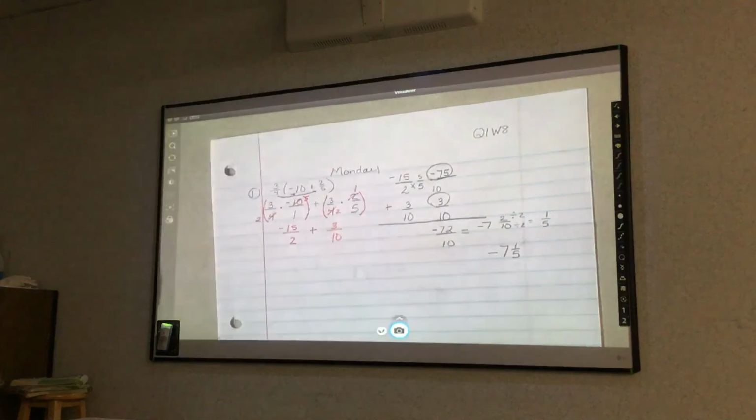How many of you got it to at least negative 7 and 2/10 and just forgot to reduce? I forgot. Okay, or just maybe forgot the negative. Okay. If not, you have to do all that work. That's a lot of work for one problem, I know. But you need to have it all written down.